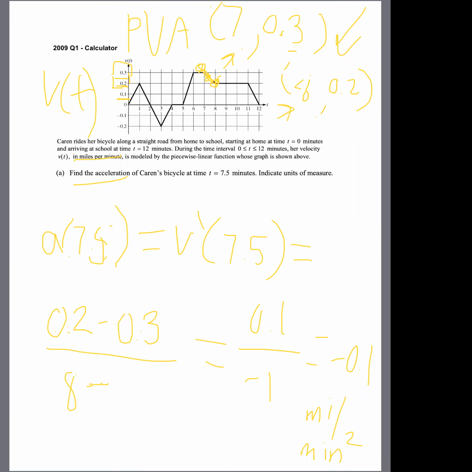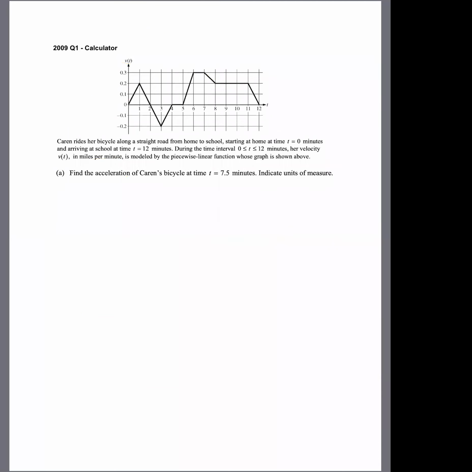8 minus 7, which means this becomes negative 0.1, and this becomes positive 1, and you get the same answer. Does that make sense? So you can use any 2 points, and you'll get the same thing. So just choose whatever you want. Now moving on to part B.